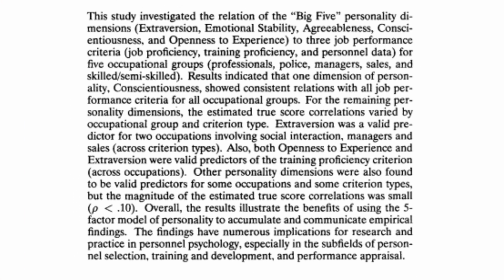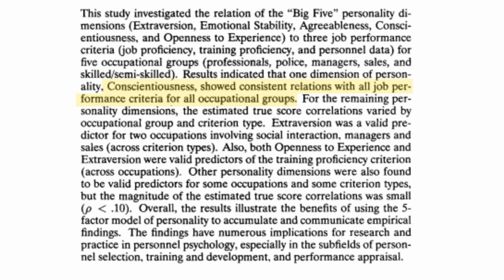Barrick and Mount's research highlighted conscientiousness as a leading predictor of job and training proficiency across almost all jobs. Extroversion, too, was shown to be important, especially for roles requiring interpersonal interactions like sales and management, as well as in training proficiency, how quickly someone can learn or upskill. Openness to experience is also linked with training proficiency. However, traits like neuroticism and agreeableness don't have as much predictive power.